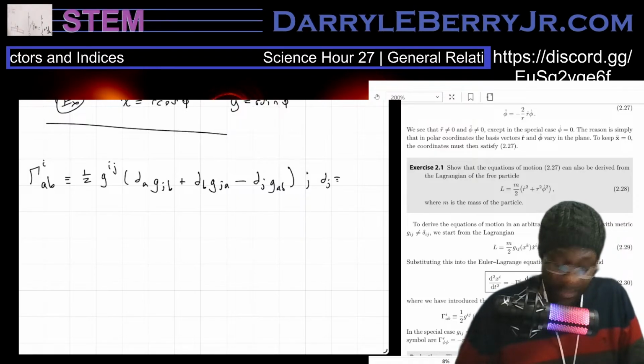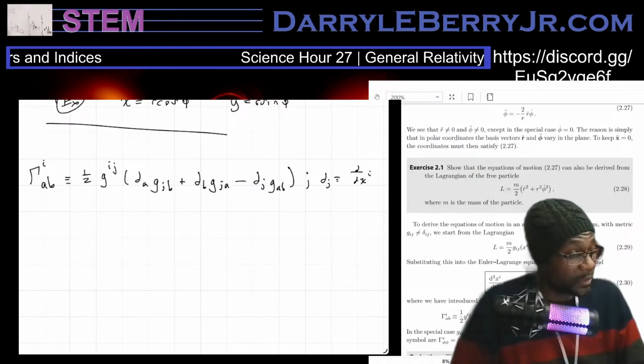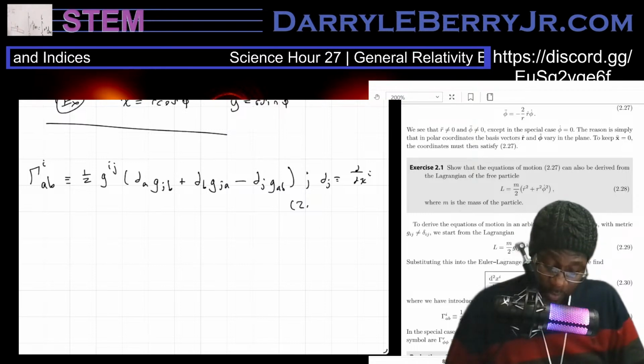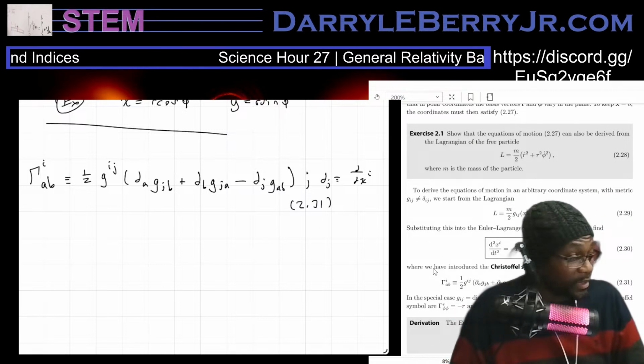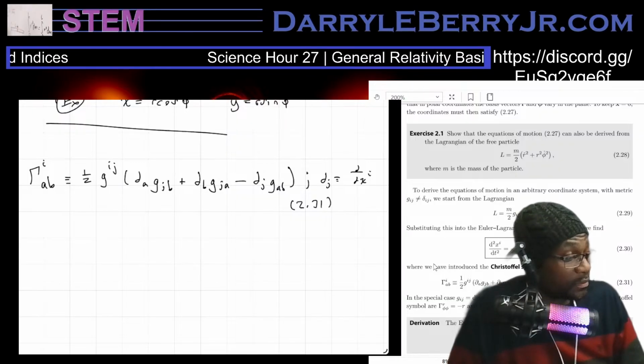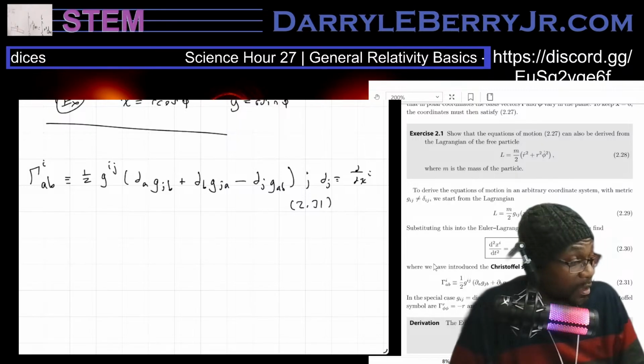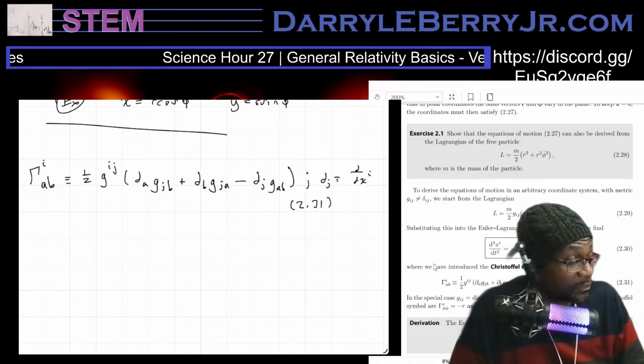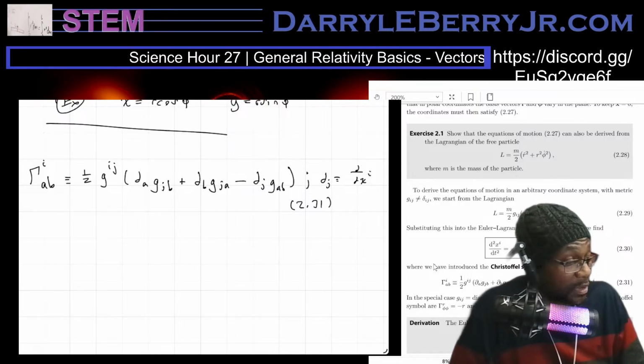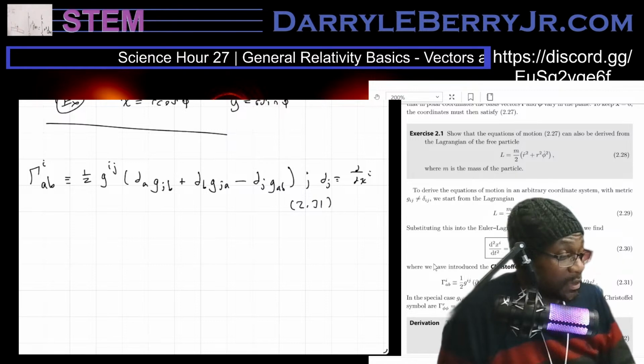And partial_j is defined as partial over partial x^j. This is 2.31. In the special case g_ij diagonal (1, r squared), the non-vanishing components of the Christoffel symbol are Gamma^r_phi phi equals negative r, and Gamma^phi_r phi equals Gamma^phi_phi r equals r inverse, and 2.30 leads to 2.27.